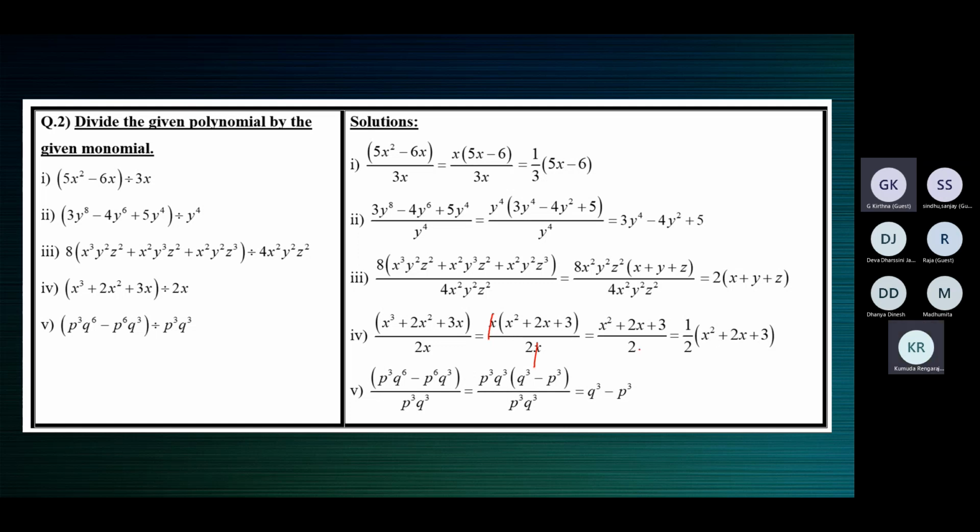You cannot cancel this 2 and 2, because this 2x is not independent. You can see it's a part of the expression. When the terms are connected with a plus or minus sign, they are not free to be cancelled.